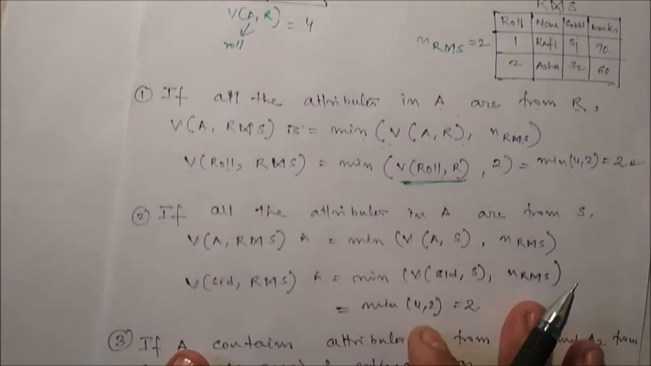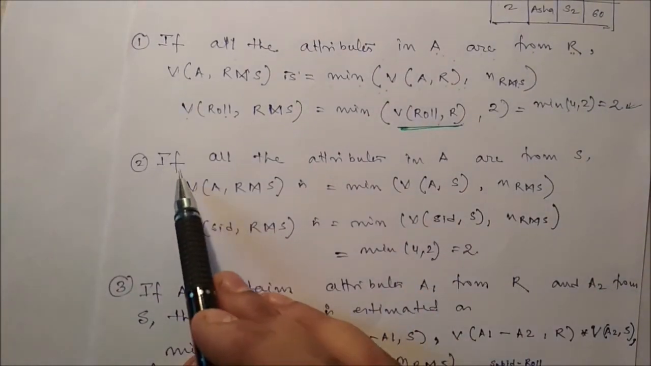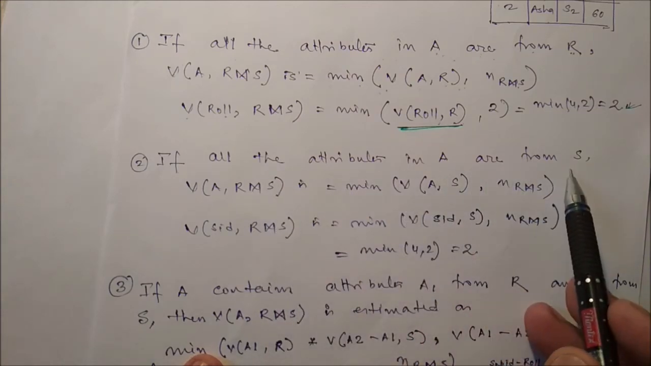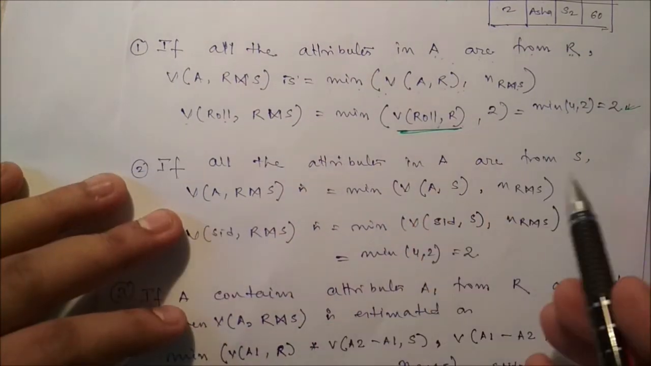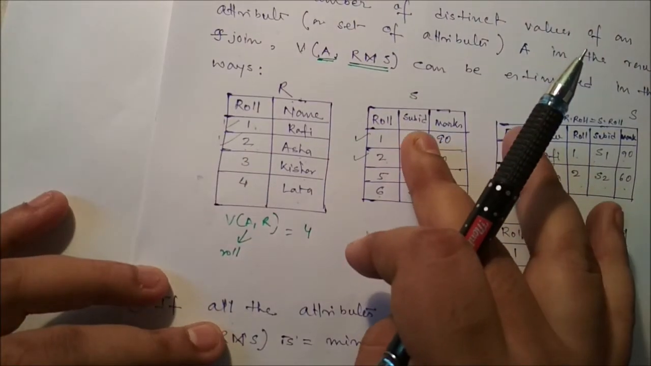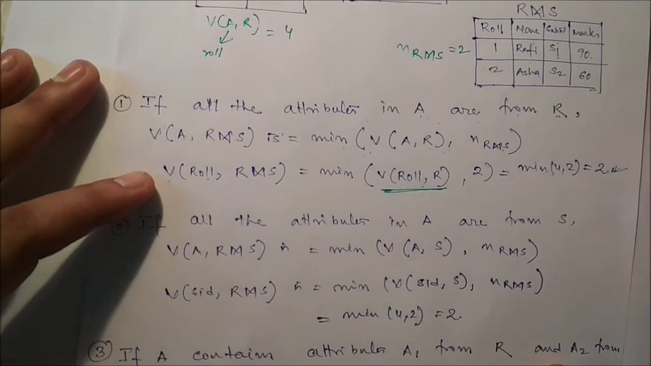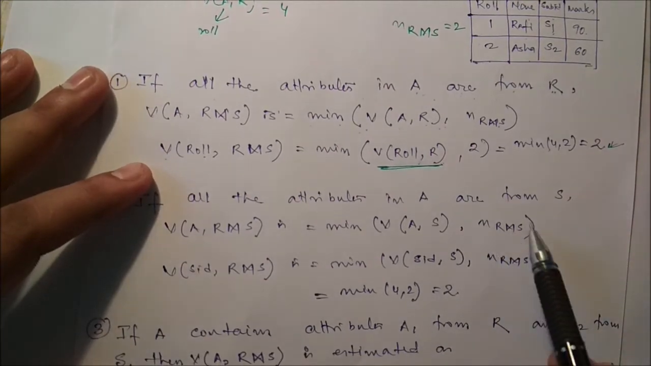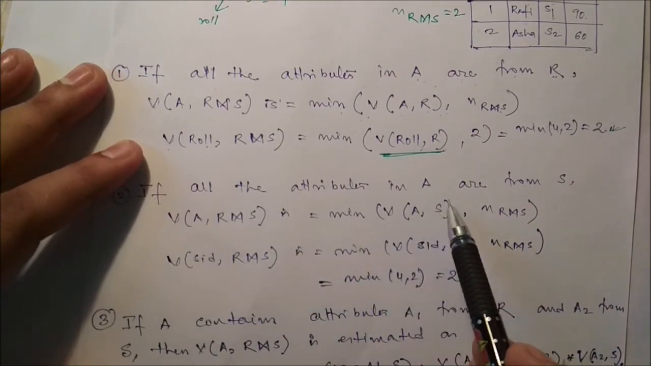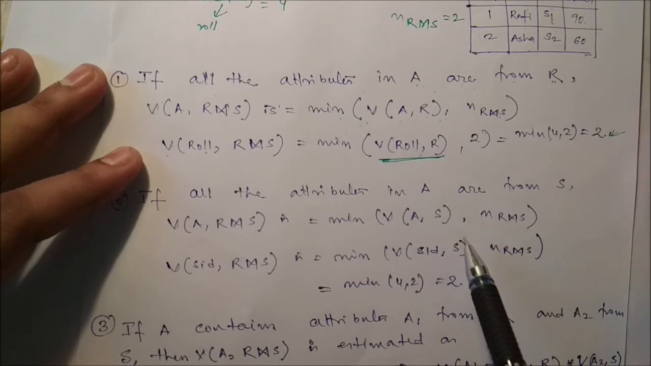Okay. Next is what? If all the attributes in A are from S, suppose subject ID. Subject ID is what? It is from the S. So we want to know how many distinct subject IDs there are after the join. So this subject ID is from the S table we have seen here.